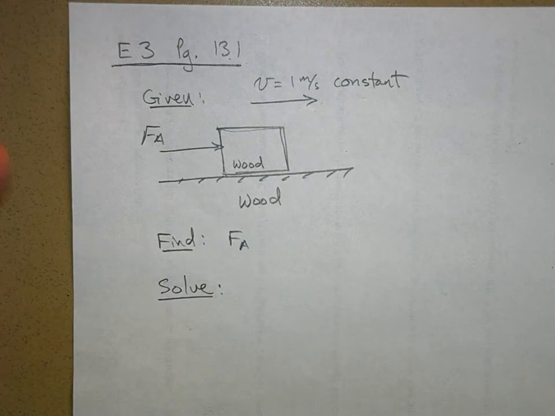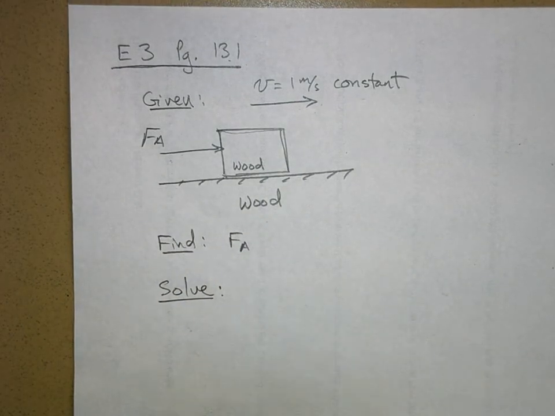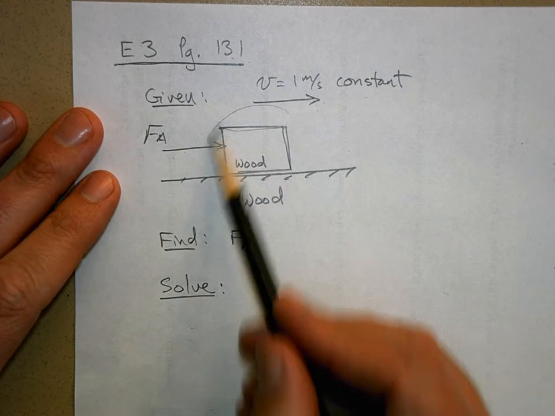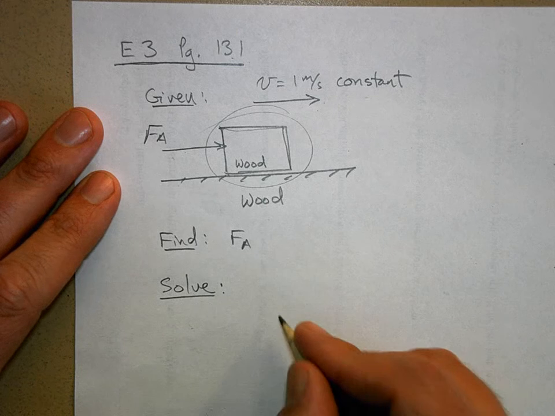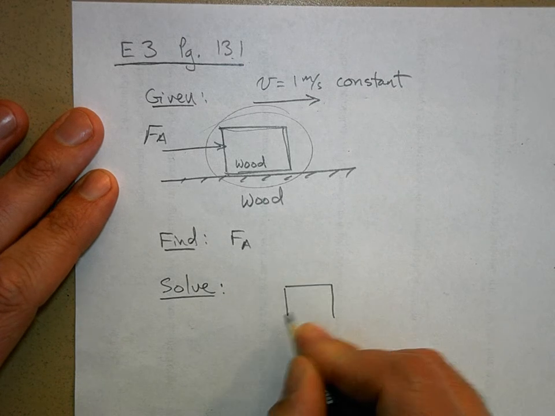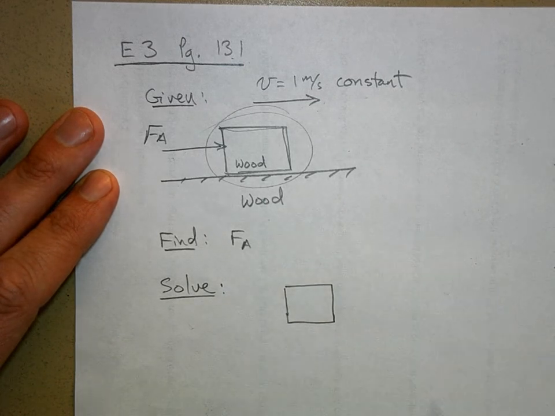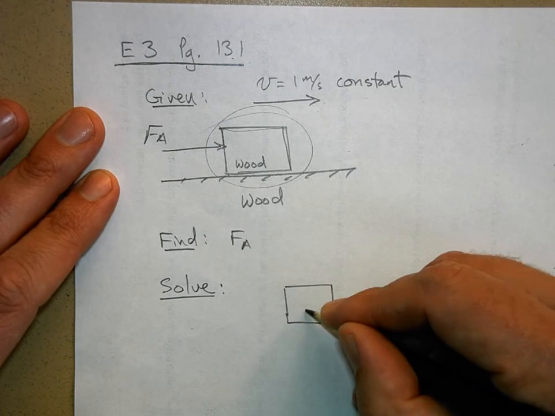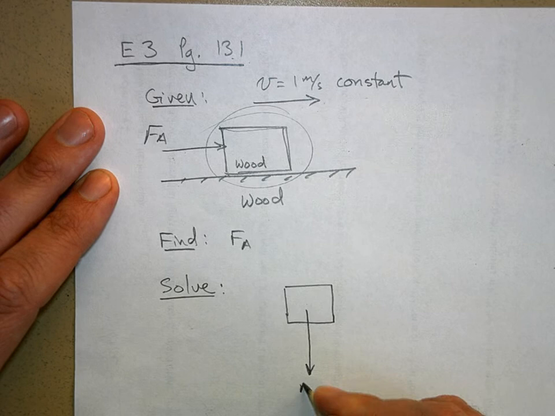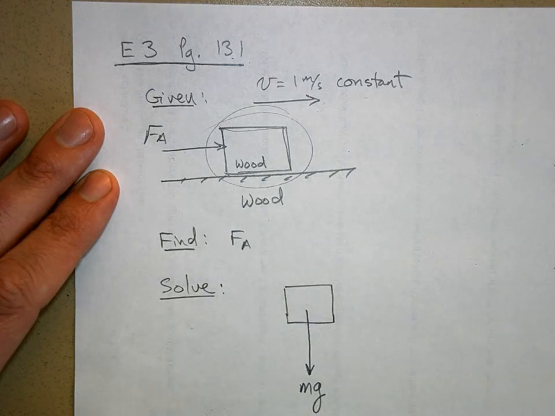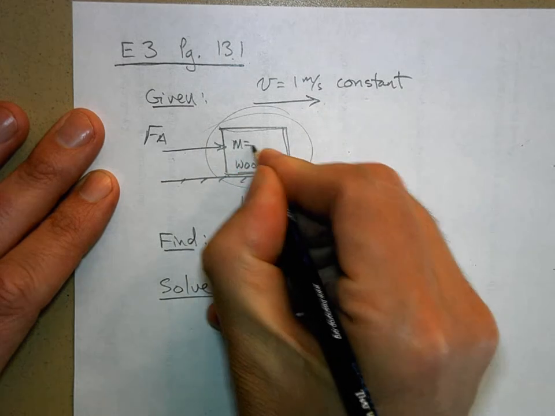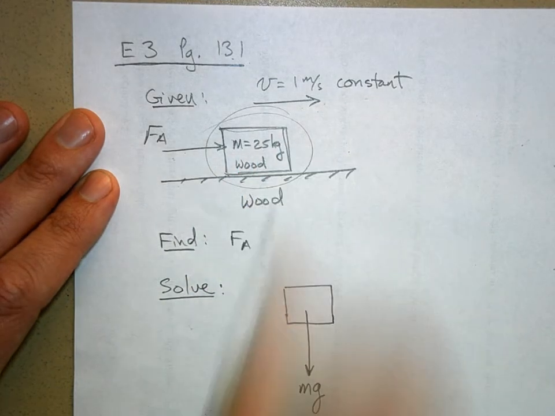The second step of the procedure is to draw a free body diagram of the object of interest, in this case, the crate. So let's draw a free body diagram of the crate. Now we've got gravity, so the mass of the crate times g. Oh, they gave us the mass of the crate. I forgot to write that down. It's 25 kilograms. So m equals 25 kilograms.